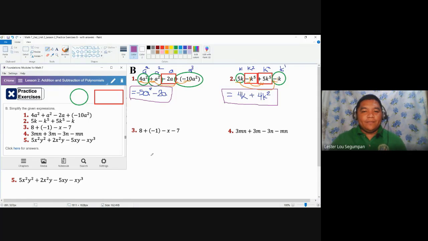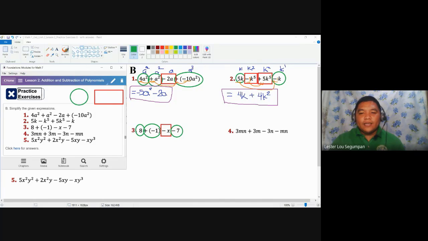Let's proceed to number 3. In number 3, you can see constants. So again, let's use a green circle for this constant here. This is also a constant here. This is a term with a literal coefficient, so we will use here a rectangle. And then finally, we could also use the last as circle. Those are actually the results when we are going to determine likeness of terms.